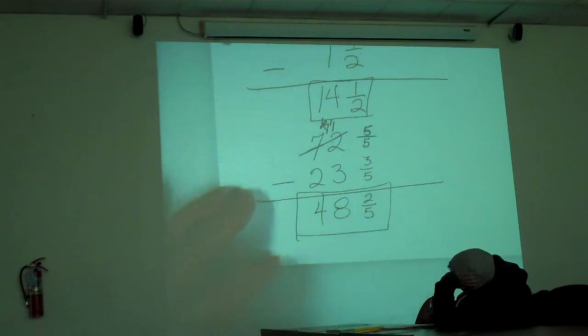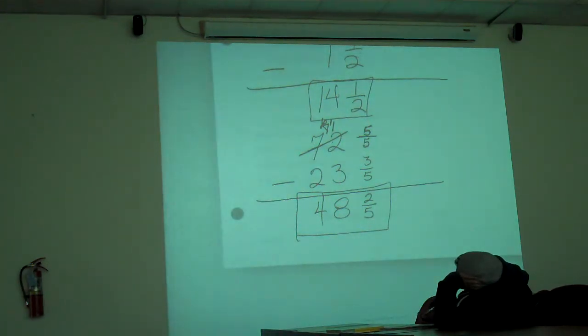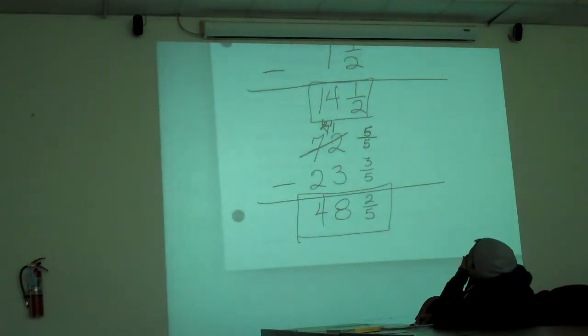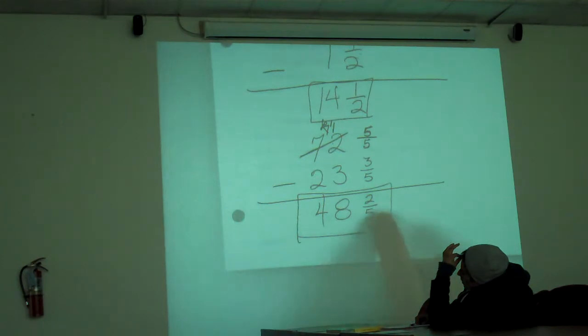These usually don't come out where you have to reduce them. You could end up where you have to reduce, but not as often as the other ones. Just check to make sure the fraction part won't simplify further.